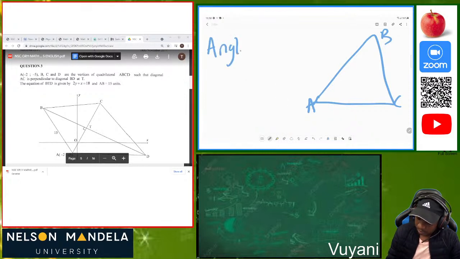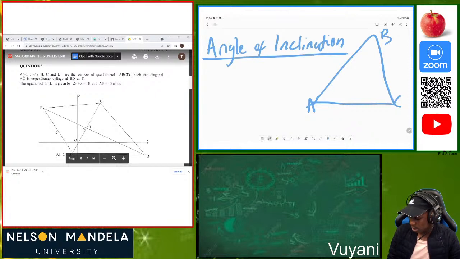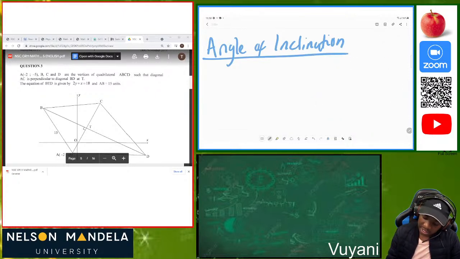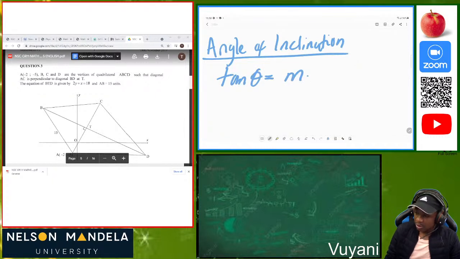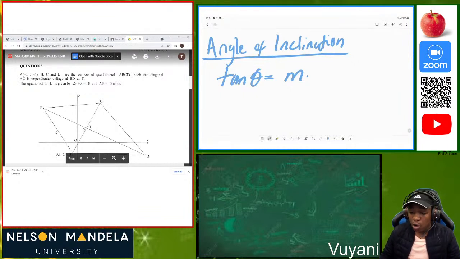Angle of inclination. Okay. So the angle of inclination, let's just say tan theta is always equal to the gradient. So in other words, you must know the gradient so that you can be able to determine what is the angle of inclination of that line. So for instance, if you are given the angle, you can still determine the gradient of the line. That will be also easy for you.